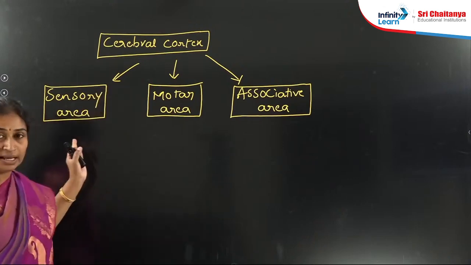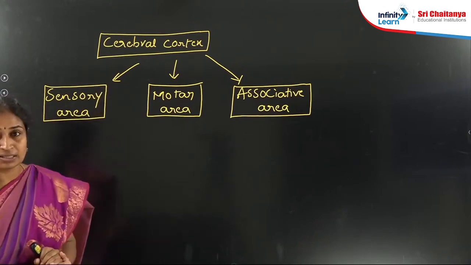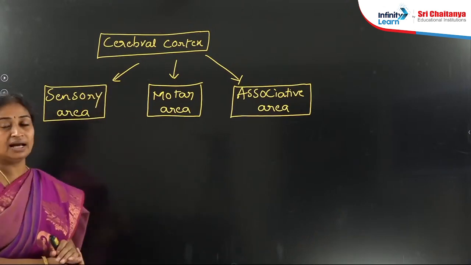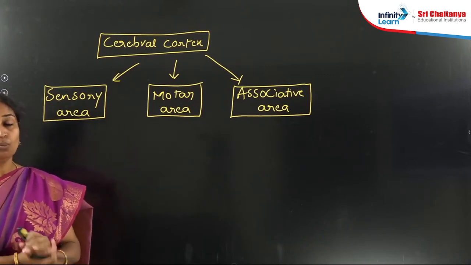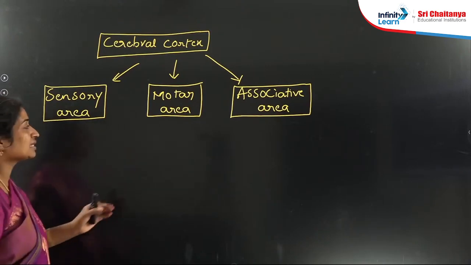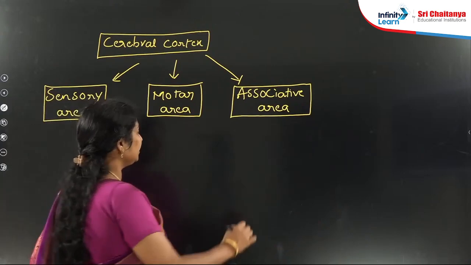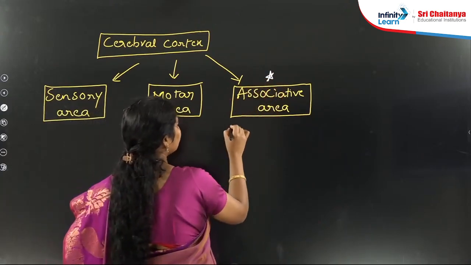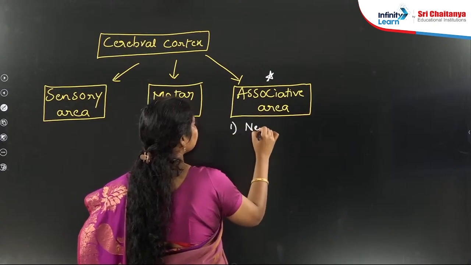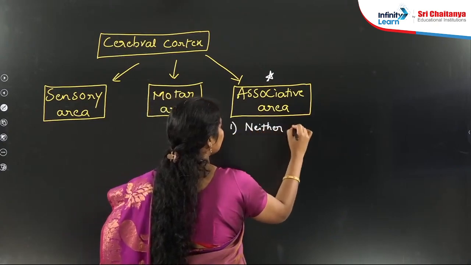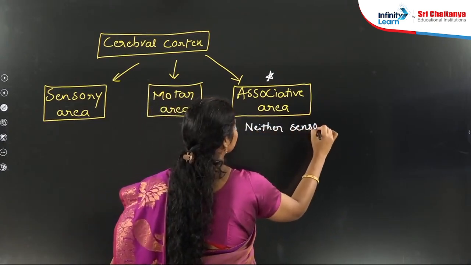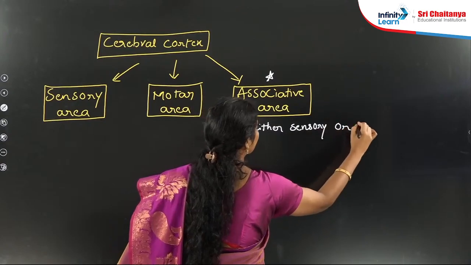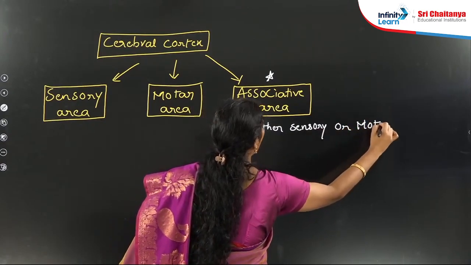The role of the sensory area is it receives sensory impulses, and the role of the motor area is it is involved in the transmission of motor or regulatory impulses. And the associated area, this point is important, is neither sensory nor motor.